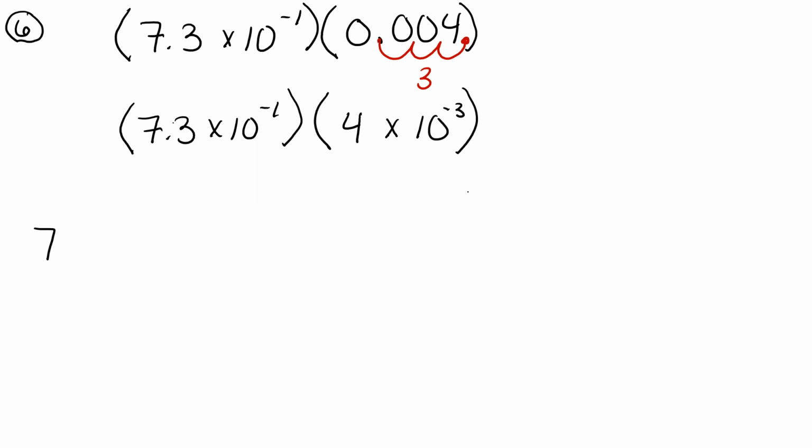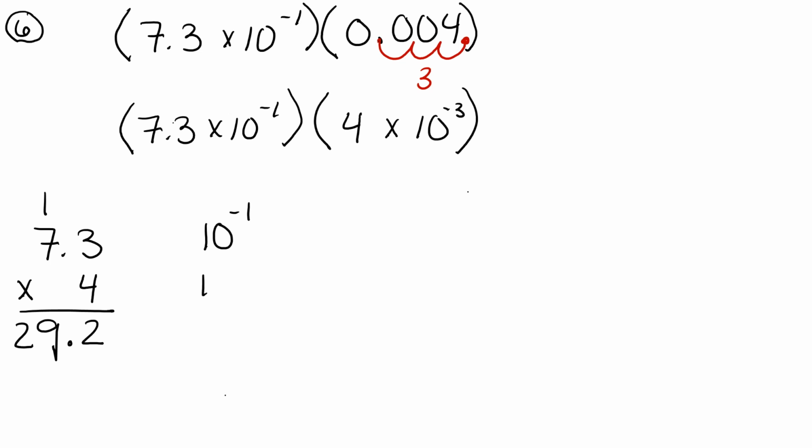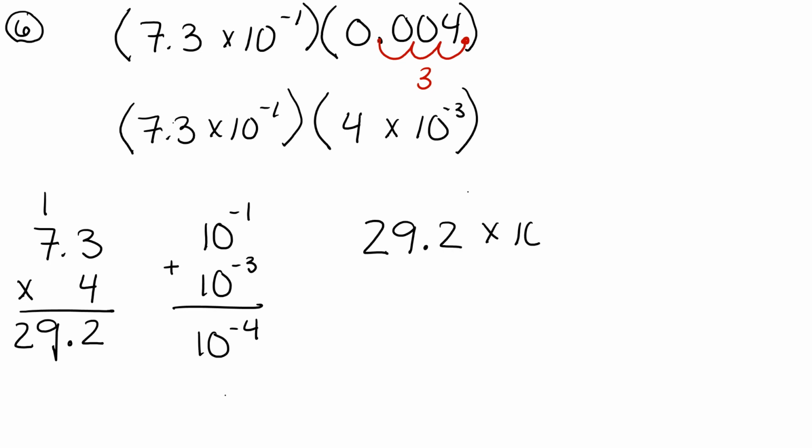Now, we can actually go ahead and multiply our numbers. 7.3 times 4. 3 times 4 is 12. Put down the 1, carry the 2. 7 times 4 is 28, plus 1 is 29, and add your decimal point back in. When it comes to your exponents, 10 to the negative 1st and 10 to the negative 3rd, when we're multiplying, we add the exponents. Negative 1 and negative 3 would give us a negative 4. Our answer would be 29.2 times 10 to the negative 4th power, but that answer is not in scientific notation.